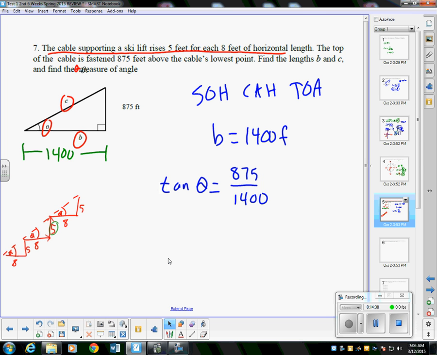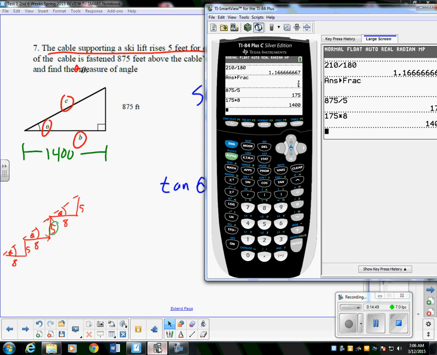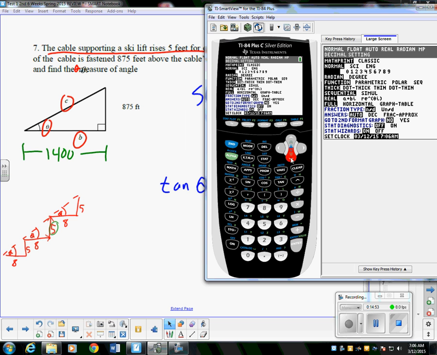It does need to be in degrees. This is not indicated in the problem. You would have to be told that, or at least in a multiple choice, you would see your answer choices are degrees. So I know that this problem is meant to be in degrees. So I'm going to go ahead and change the mode of my calculator to degrees.